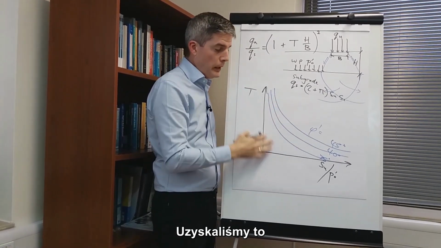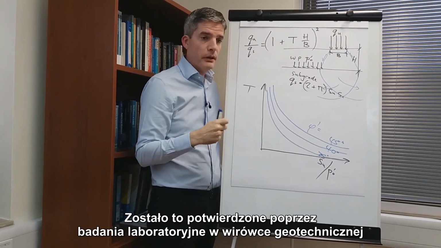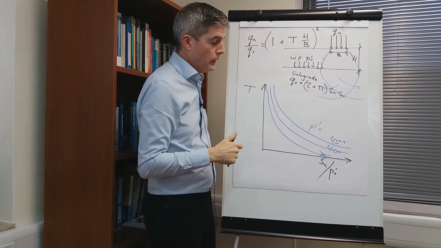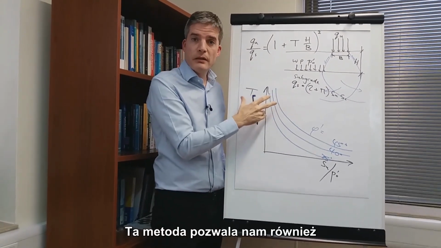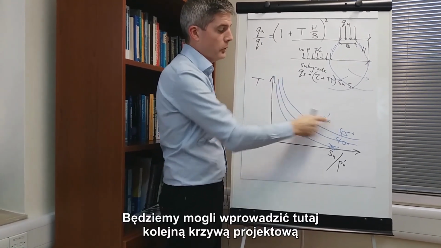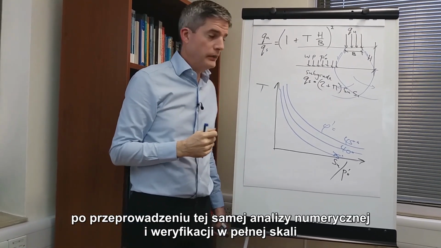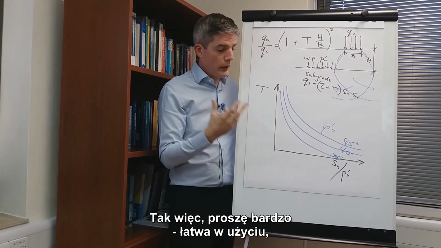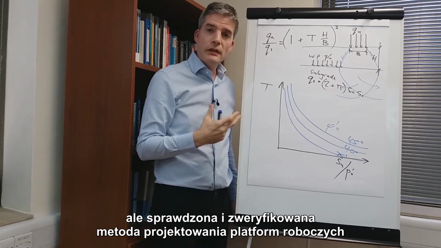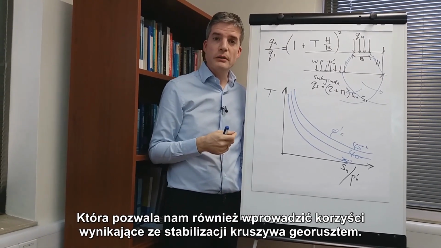It's been derived by extensive numerical analysis and parametric studies, but validated by centrifuge model testing and by full-scale physical testing. This method also allows us to introduce the benefit of mechanical stabilization with GeoGrid products. So we will be able to put another design line on here after doing the same numerical analysis and full-scale validation. So there you go, an easy to use but rigorously validated design method for working platforms that allows us also to introduce the benefit of mechanical stabilization.